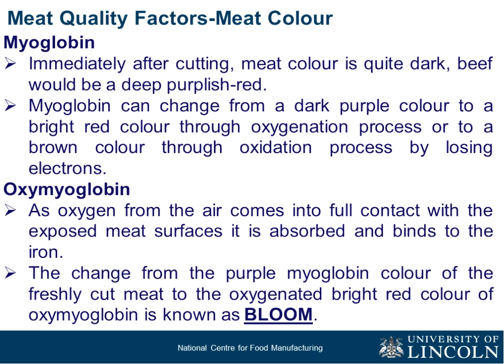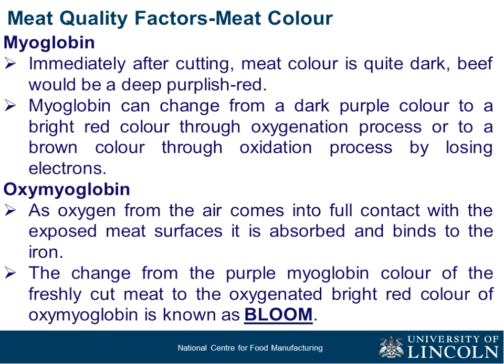Now, myoglobin can change from dark purple color to a bright red color. It can change to bright red color because of oxygen coming from the air. Now, the oxygen from the air will facilitate the change in color. Now the second one is oxymyoglobin. As oxygen from the air comes into full contact with the exposed meat surfaces, it is absorbed and bound to the iron. Now, the change from purple myoglobin color of the fresh cut meat to the oxygenated bright red color of the oxymyoglobin is known as bloom. Now, that's the change in color.